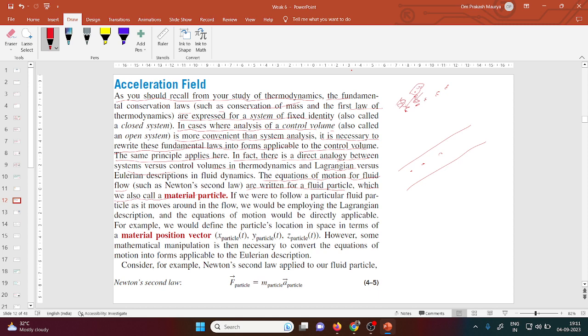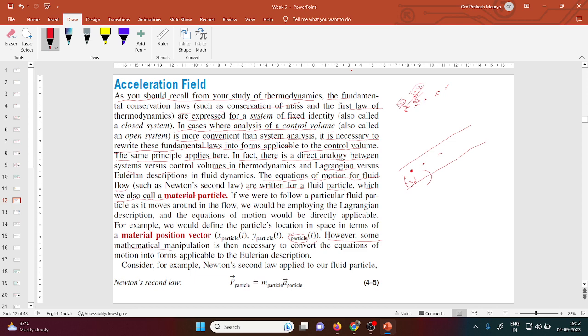Now what is written? For example, if we define a particle's location in space in terms of a material point vector. Basically this is the material point, or fluid particle, you can say. The location of the fluid particle is x(t), y(t) and z(t). That is the position of the particle in x at a particular time, the position of the particle in y at a particular time, and the position of the particle in z direction at a particular time.